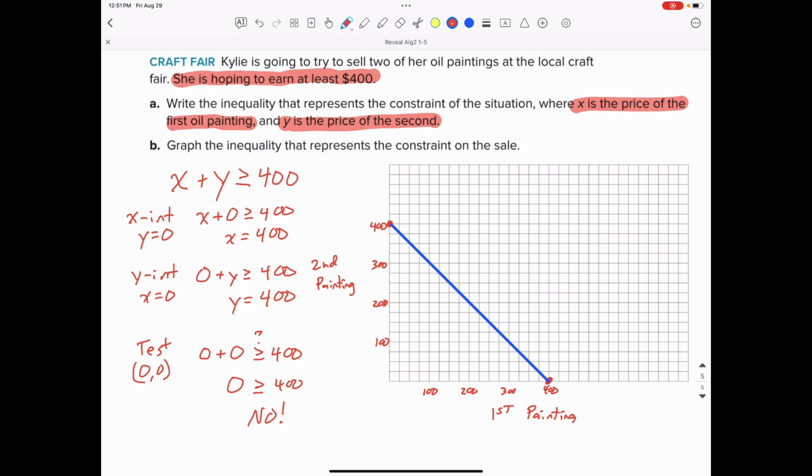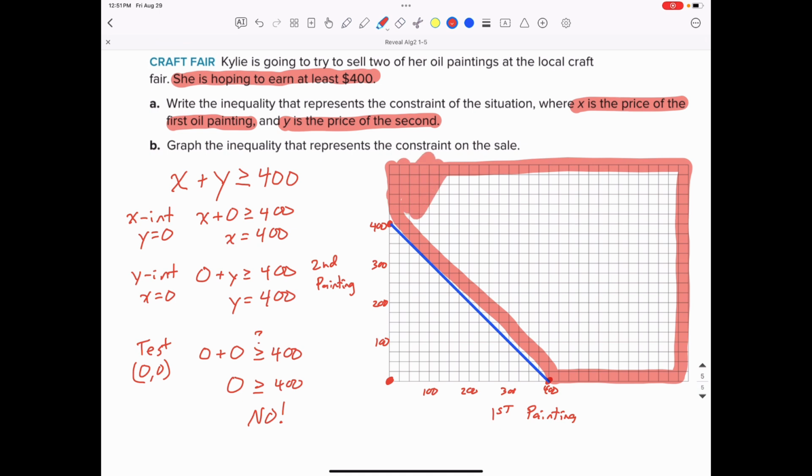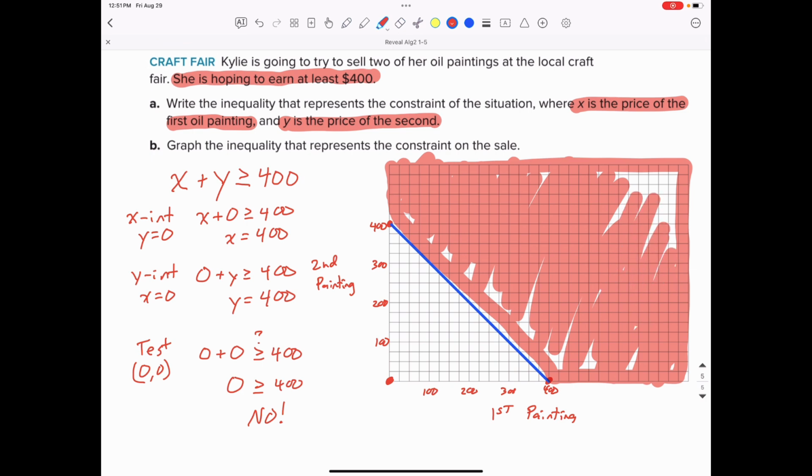So I will shade everything on the other side of that line. Here's where 0, 0 is, down here in the bottom left, so I'll shade everything above and to the right. Do a quick little coloring here. So anything in the shaded region, any price in the shaded region, means she would meet her goal of selling at least $400.